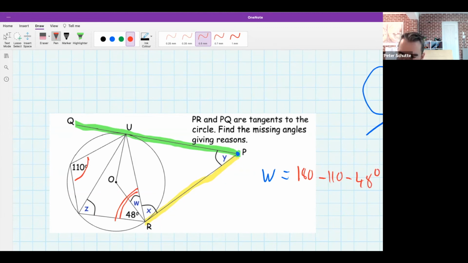And that would be opposite angles in a cyclic quad, which is, what do we get for that one? 22. Yeah. So this one is going to be 22. We still need quite a few more.